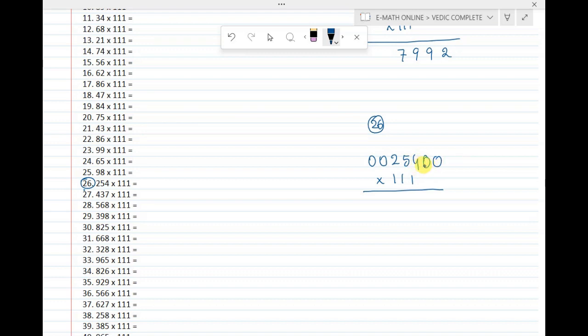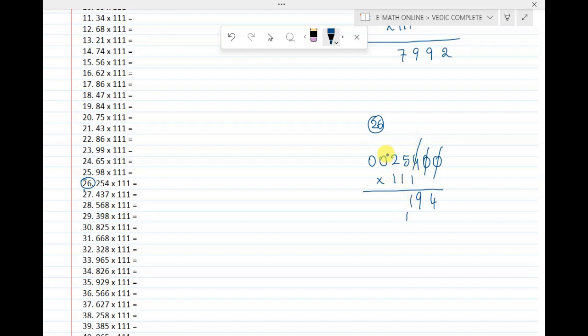Add the last 3 digits: 4 plus 0 plus 0, it will be 4. Cancel the last 0 and add again the last 3 digits of this number: 5 plus 4 plus 0, it will be 9. Cancel the last digit, move backward, select the last 3 digits and add again: 2 plus 5 is 7, 7 plus 4 is 11. So 1 will be written and 1 will be carried forward.